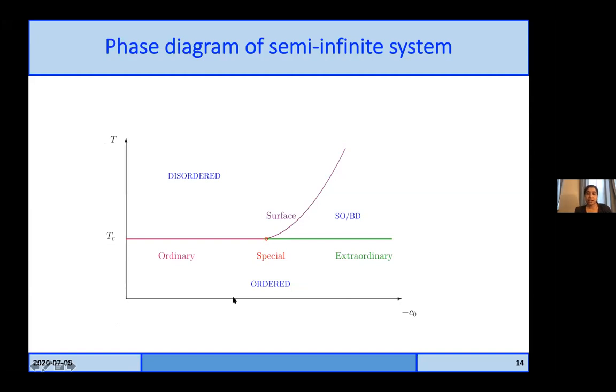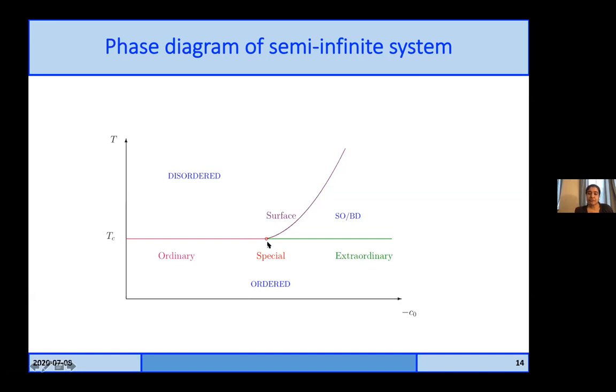Now, if the value of the interaction strength, C naught, is greater than this special value, which means that we are somewhere in this regime, then the surface interactions of the system are not strong enough to produce surface ordering. And the phase transition from a completely disordered state to a completely ordered state takes place along the line of ordinary transition. So this is the ordinary transition. And here the surface is a free surface. And at this special point, when the temperature is equal to the bulk critical temperature, the surface and the bulk order simultaneously. And this is known as a special transition.